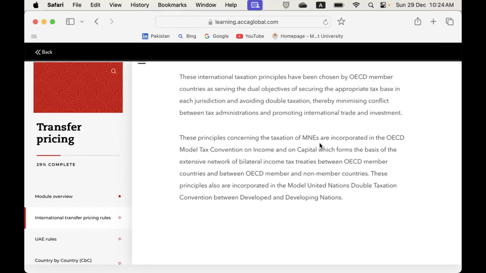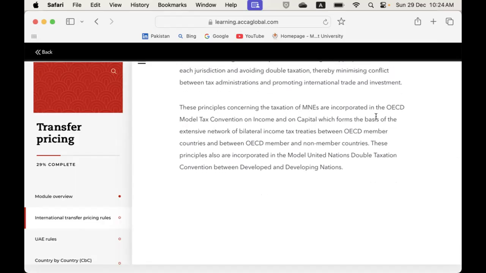The second objective is avoiding double taxation, thereby minimizing conflict between tax administrations and promoting international trade and investments. So if you apply the international taxation rules appropriately, people will not be afraid to do cross-border transactions or have their presence across borders. Otherwise, they'll always be afraid that double taxation will come to them, or the tax base will become different, or unfair, and more tax will be applied to us in another country. So international trade will be damaged because of unfair taxation. These rules help to avoid that situation.